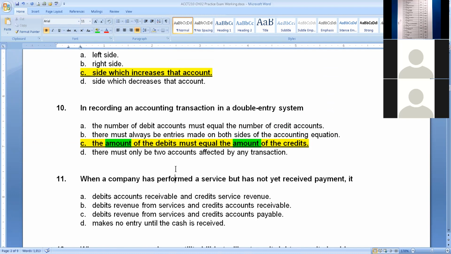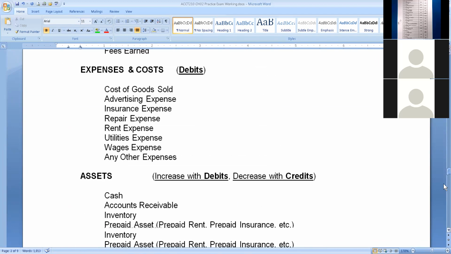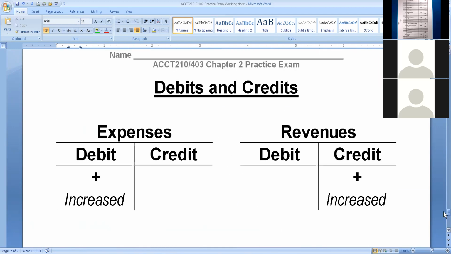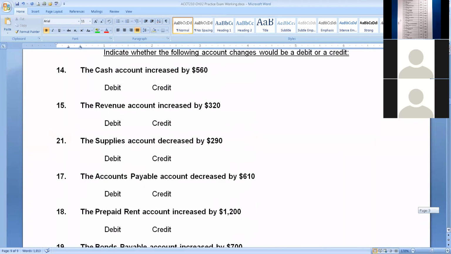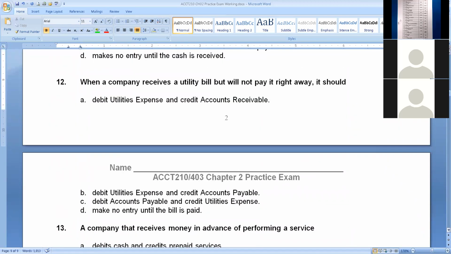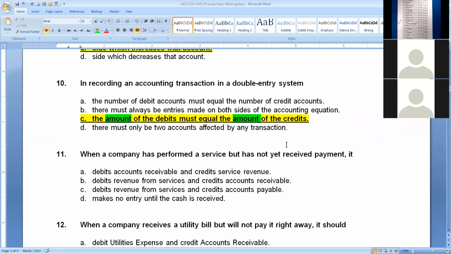Revenues are always what? Revenues are always credits. Yep. So revenues are always credits. Okay, so which one is it? Would it be A? Yeah, it's the only one that has revenue as a credit.